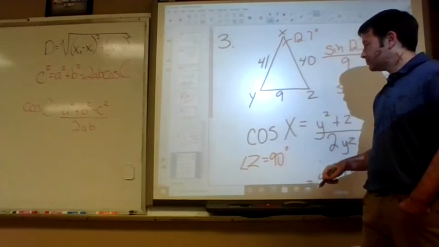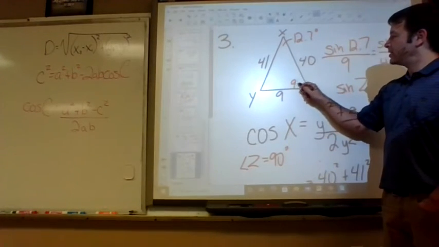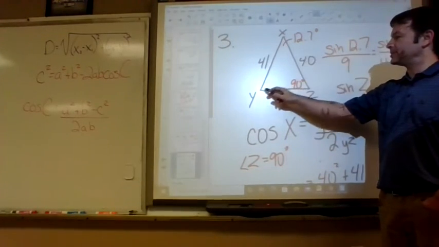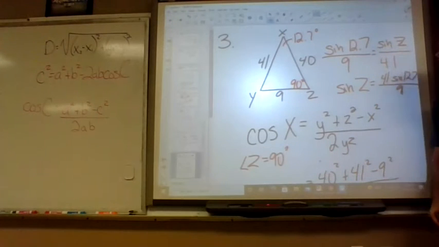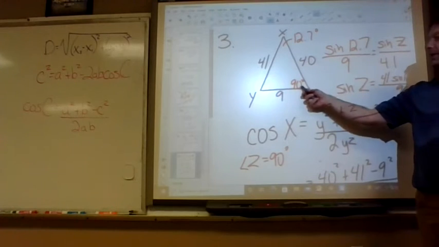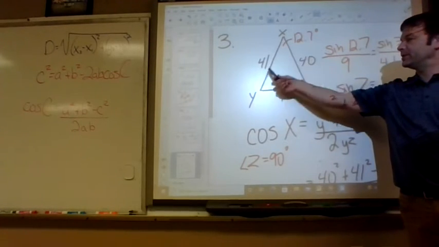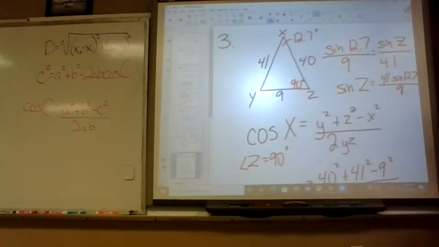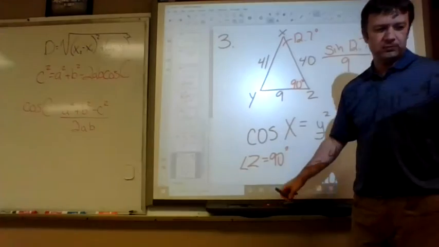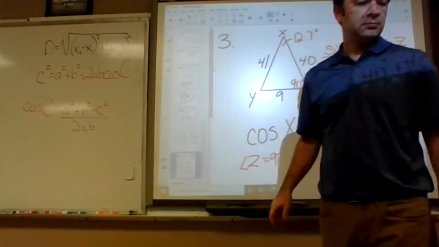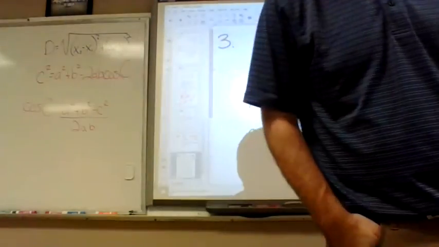Okay, if this is 90 and this is 12.7, what's the easiest way to find angle Y? Subtract. Add the 90 and 12.7 and subtract from 180. 180 minus 90 is 90, minus 12.7 is 77.3. Angle X equals 12.7. Angle Z equals 90.